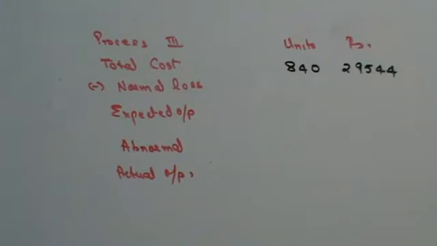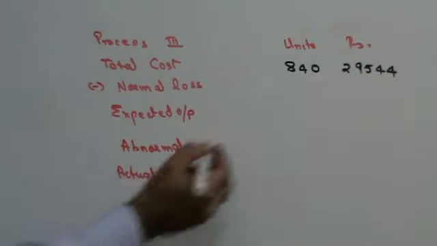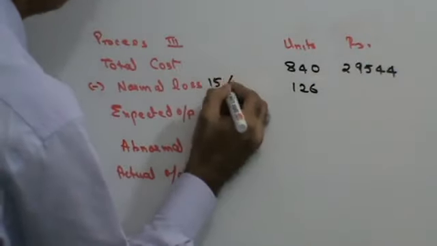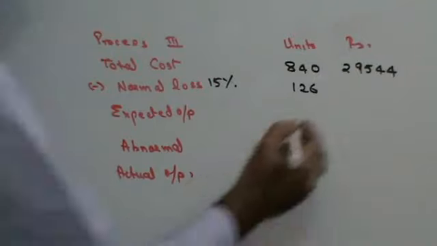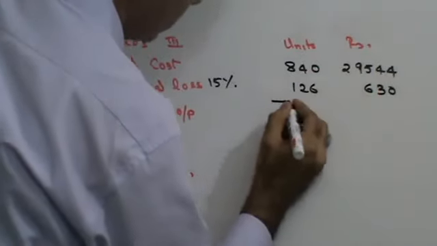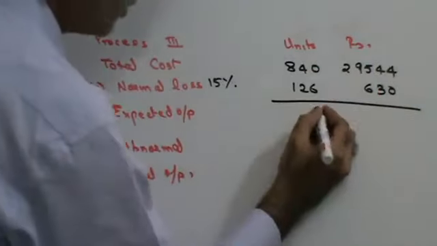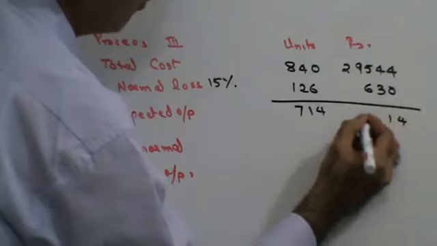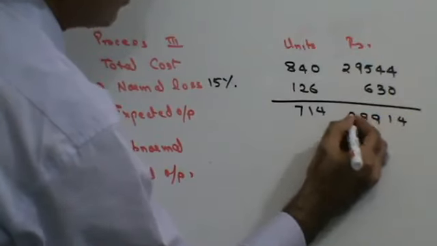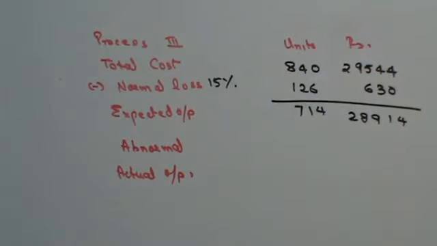Now let's see the normal loss. They've given you that normal loss is 15%. So I'll have to calculate 15% of 840. 15% of 840 is going to be 126 at the rate of scrap. Scrap value is given to you as 5 rupees. 126 into 5 is 630. Right? Subtract this, so this will be 714 units and 28,914, right?